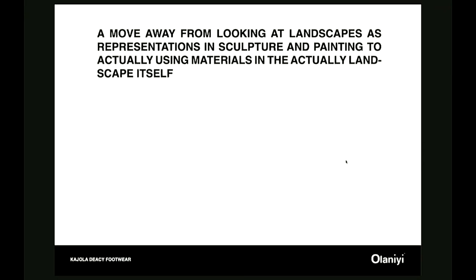So, a move away from looking at landscape representations in sculpture and painting and actually using the material in the landscape itself. These are notes from ideas about land art. Not just seeing or depicting or trying to reinterpret or represent an environment, but actually setting up the parameters for the change to happen and give you a feedback loop. So this was a transition for me in my art practice. Instead of making representations of the environment and of nature, I started to play with the components of transformation itself and watch the work itself speak back to me. It's like a feedback loop between me and my work.